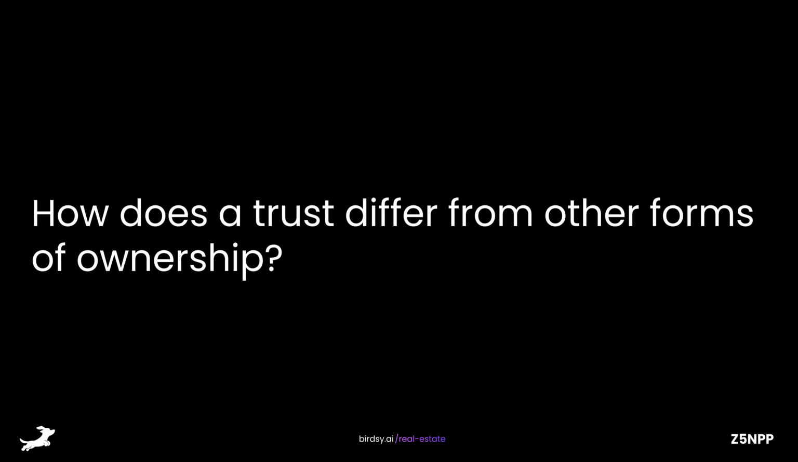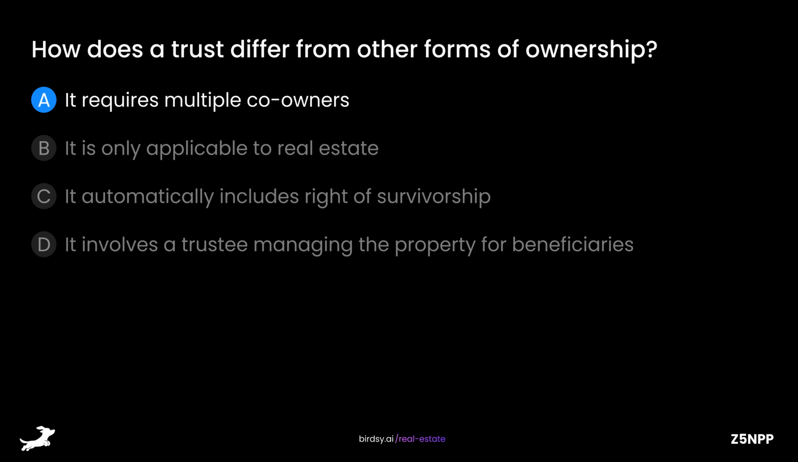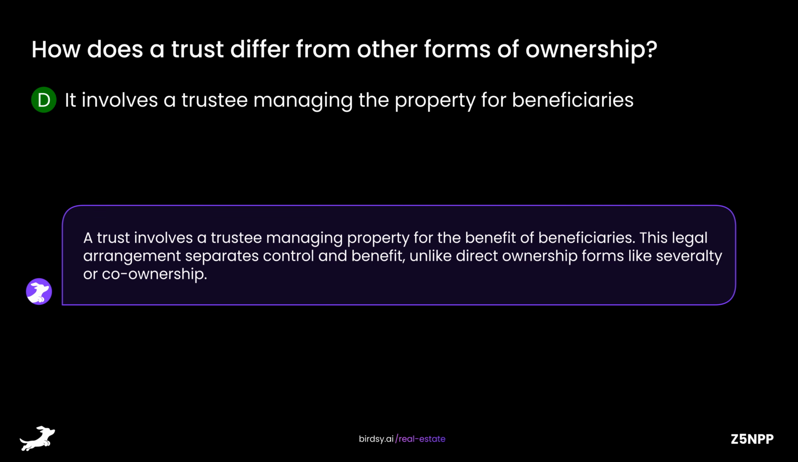How does a trust differ from other forms of ownership? Is it A. It requires multiple co-owners? B. It is only applicable to real estate? C. It automatically includes right of survivorship? Or D. It involves a trustee managing the property for beneficiaries? The answer is D. It involves a trustee managing the property for beneficiaries. A trust involves a trustee managing property for the benefit of beneficiaries. This legal arrangement separates control and benefit, unlike direct ownership forms like severalty or co-ownership.